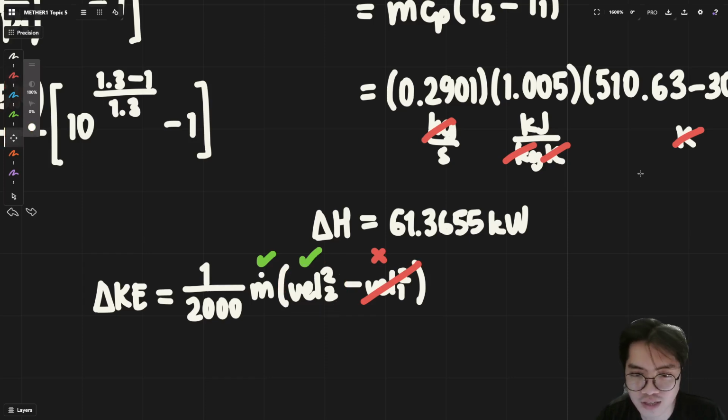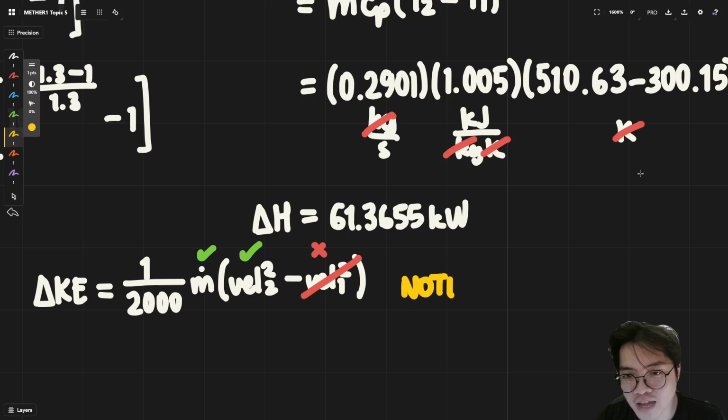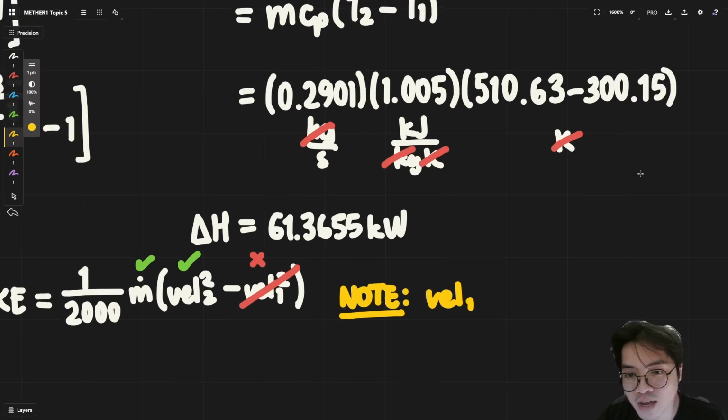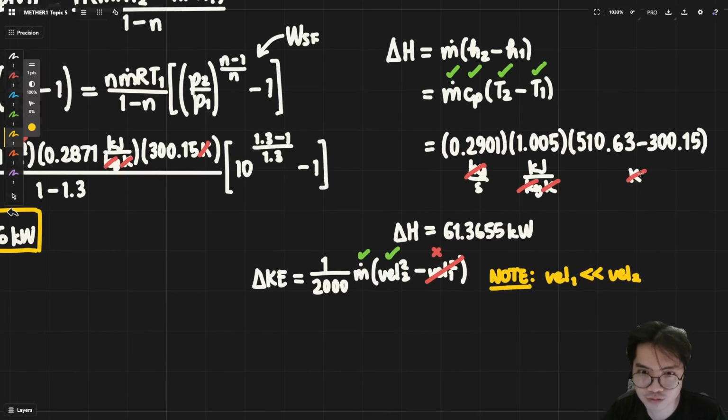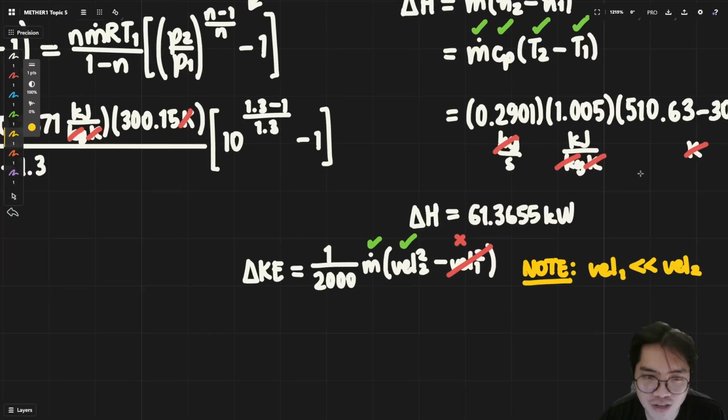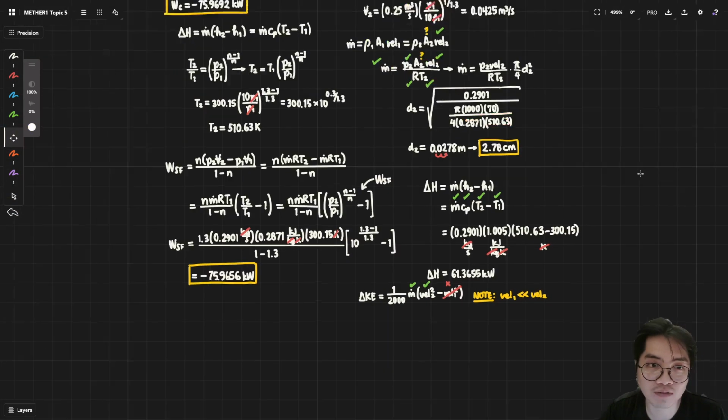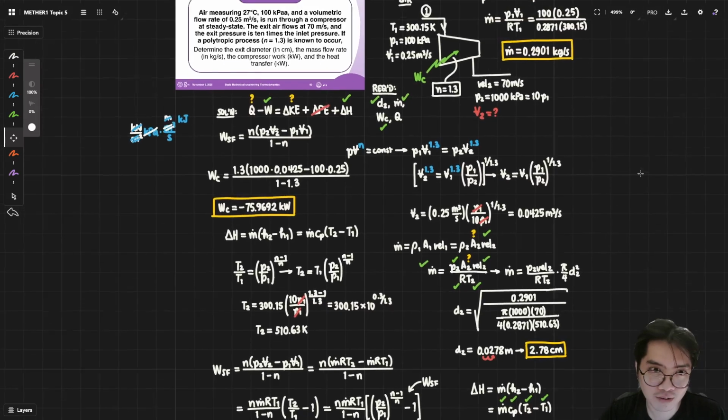Just a little note. I know that vel 1 is not just 0, but vel 1 is very small compared to vel 2, so that is why we want to make it negligible. Congratulations, we now already have the value of delta KE. We're just going to have to put everything together.